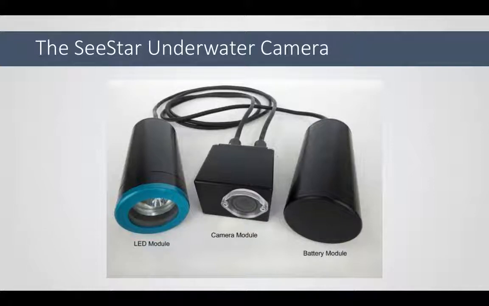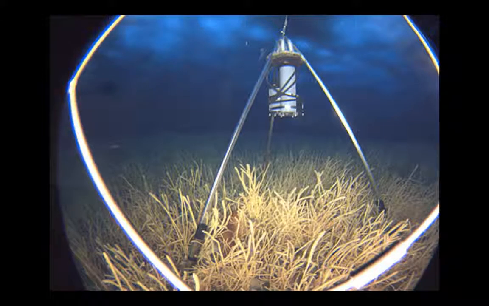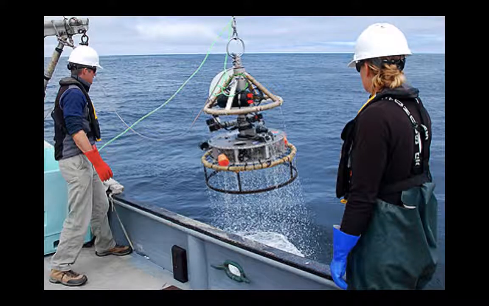In its first two iterations, the SeeStar system consisted of a camera module featuring a GoPro camera, microcontroller, and digital storage, as well as an LED module to provide lighting and a large battery to provide the system with months of power. The system usually operates from a stationary rig on the ocean floor, where it captures photo and video recordings of the aquatic environment on a pre-programmed interval over the course of several months. At the end of its deployment, the system is retrieved and the images on its internal storage can be inspected and archived.